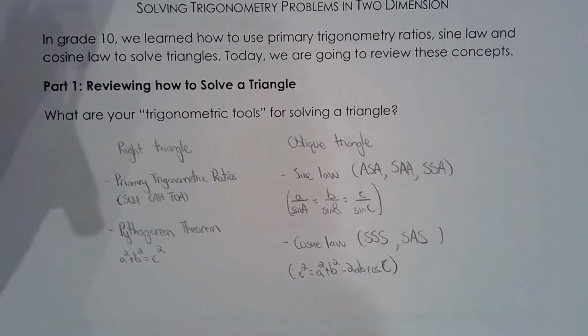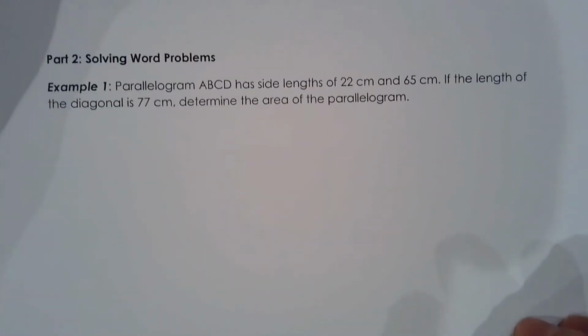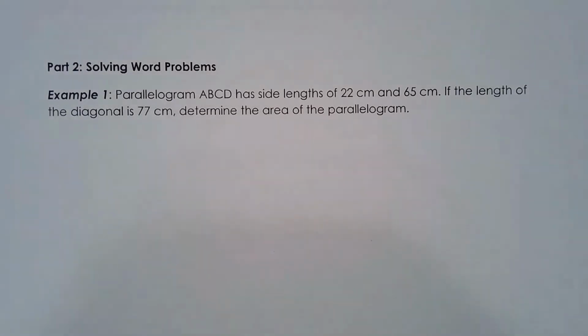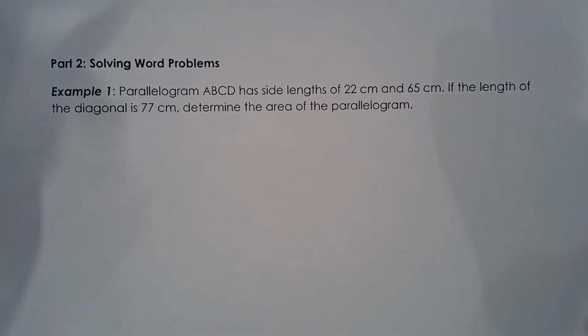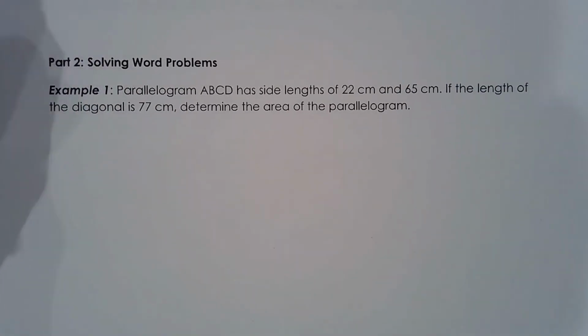All right, so let's try to solve these problems. I didn't pick the easiest problems because I felt like this was review, so hopefully we don't find these too challenging. Okay, so we have parallelogram ABCD, which has side lengths of 22 centimeters and 65 centimeters. The length of the diagonal is 77 centimeters. Determine the area of the parallelogram.